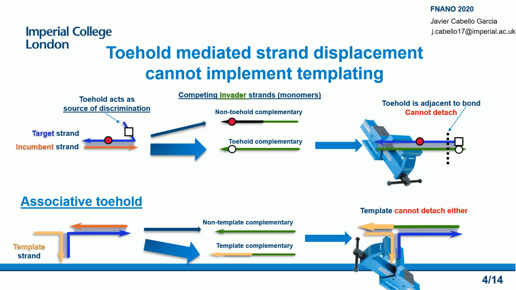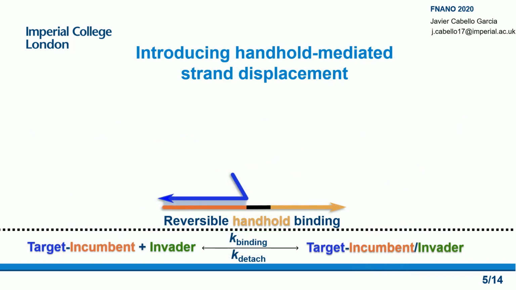So we still need a topology capable of breaking recognition interactions after the displacement takes place. We still need something that makes the recognition interaction break. Something like the incumbent strand. So what we propose is to introduce this recognition element in the incumbent strand. We call this element the handhold. The proposed mechanism of this handhold-mediated strand displacement has two steps.